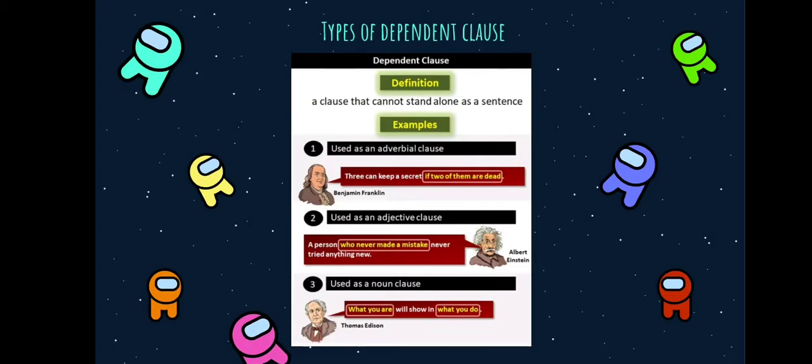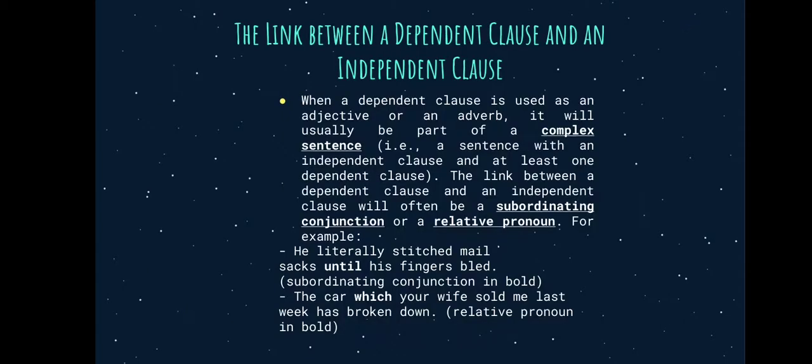And there are types of dependent clause. First, used as an adverbial clause. Second, used as an adjective clause. Third, used as a noun clause. The link between a dependent clause and an independent clause.